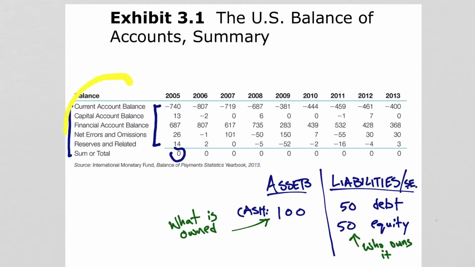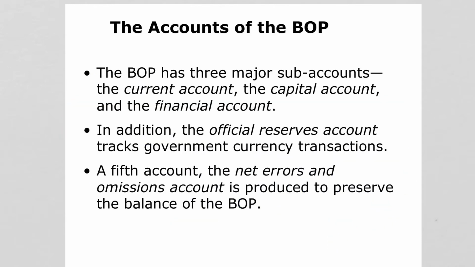Now, these sub-accounts here, let's look more into that. There are three major sub-accounts: the current account, the capital account, and the financial account. Now, there is another account called the official reserves account, and that tracks inflows of money in and out of the country on behalf of the government or the central bank. As well, there is this final account that essentially makes the balance of payments balance. It's an errors and omissions account.